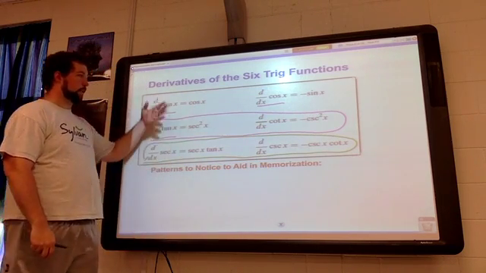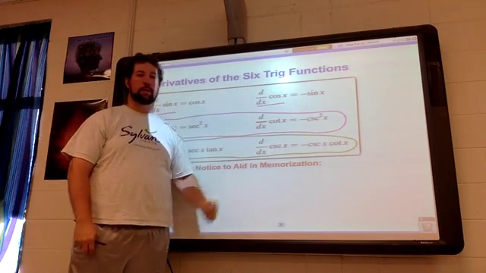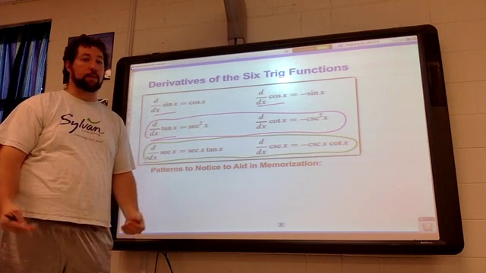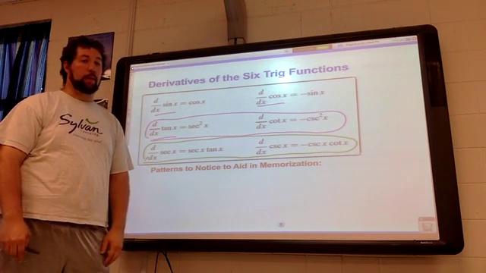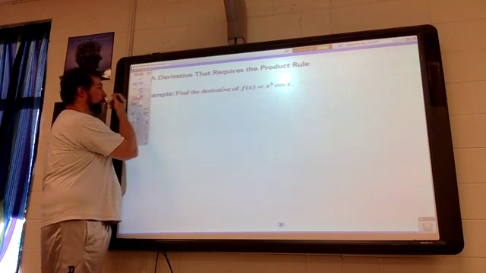All right, so if you can memorize them in these 3 pairs, remember that the co's go to negatives, that'll hopefully help you memorize them. Because you just need to memorize them so you can work derivative problems. Now let's actually get to some examples.